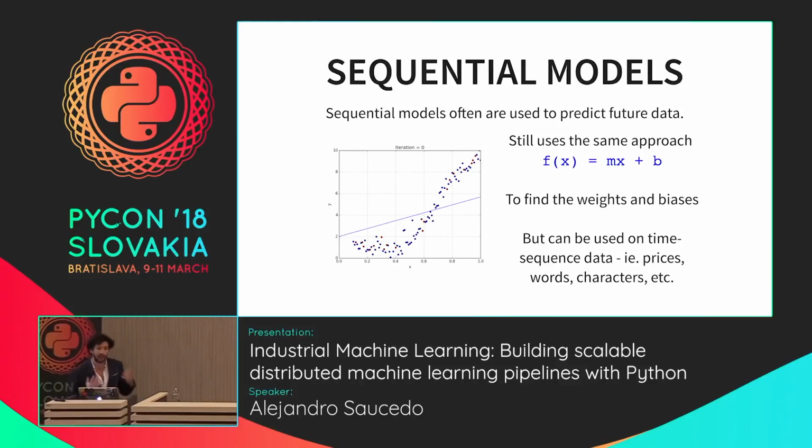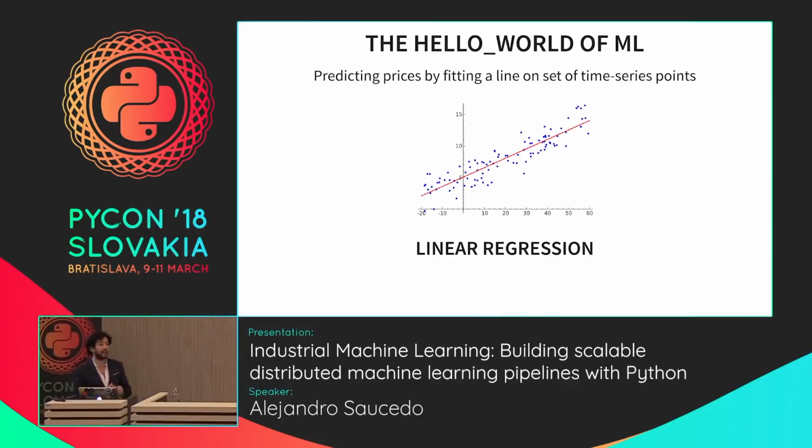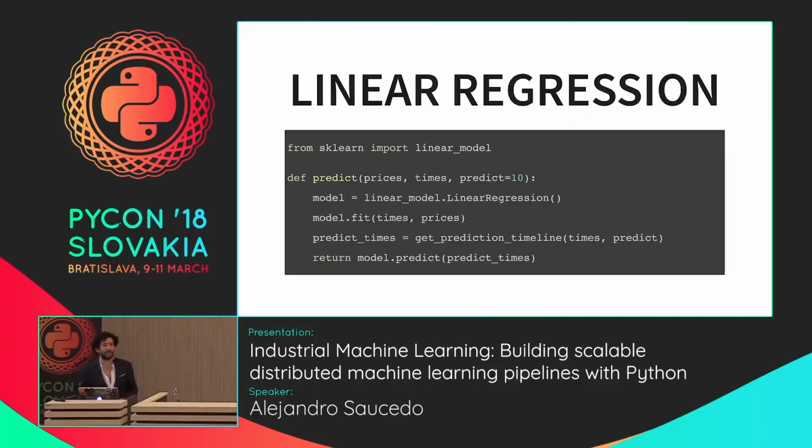It still uses the same underlying logic to find the weights and biases, but you can use this in time-aware data sets. When it comes to the hello world of machine learning, there's arguments whether it is or it isn't machine learning, but yes, linear regression, in the most simple terms, it ultimately is. And implemented in Python, it's very simple, right?